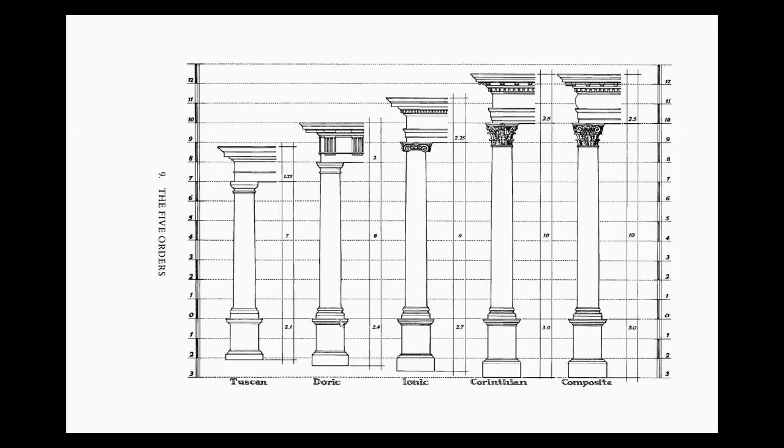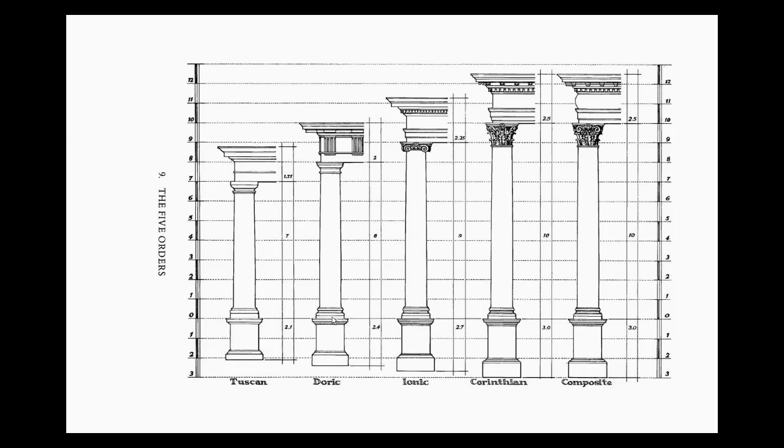And every column order starts with a measure here in the beginning of the base, the lower diameter. This measurement here we call 1. I hope you can see my mouse. In the Doric order we call it 1, and then the Doric order has a height of 1 to 8 for the Roman Doric order, and the Ionic is more slim and so on. So we number everything based on this lower diameter.